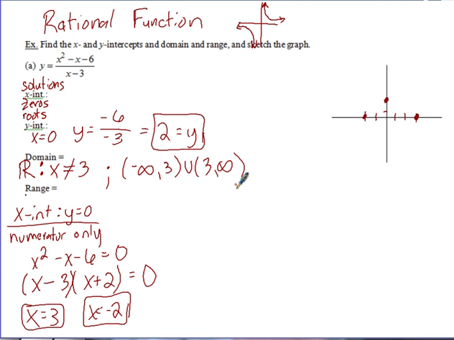And then basically it just means all my x's except 3. Okay? You can't include 3. And then what's range then? The y's. And again, it's the y's. It's what's the lowest it goes, what's the highest it goes. In this case here, I'm going to give you a hint. Here's the graph.